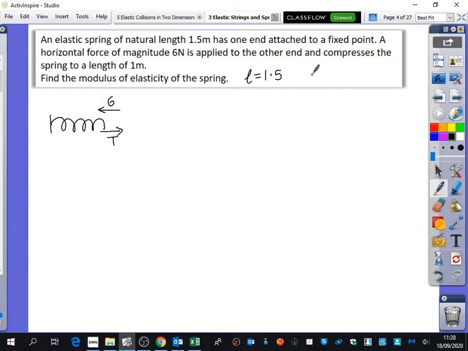Anything else that it's told me about in the question? So it's gone to 1 meter, which means, good, the compression is 0.5. It's the same thing, x. x is going to be the compression or the extension in this case. Very clearly, from resolving left and right, we can see that the tension is equal to 6, and we know that tension equals lambda x over L. So tension equals lambda x over L. And then when we solve that equation, what do we get there? Is it lambda equals 18?